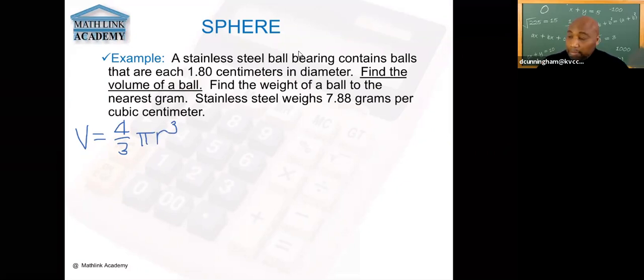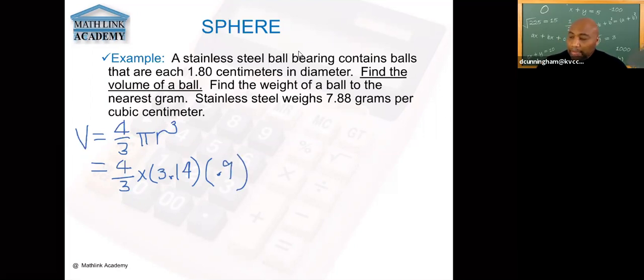So this would be 4/3 times 3.14. Now again, I want to say this. If you're using the pi function on your calculator, you may be a little bit more precise and your answer may be a little bit different, because it's a more precise number for pi. I'm just stopping at 2 digits. So 3.14 times our radius. Now in this case, they did not give us the radius. They gave us the diameter. So we need to take half of that, 1.8, which would be 0.9.